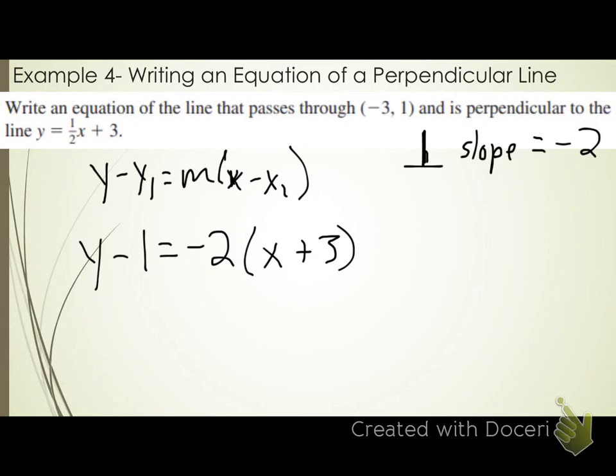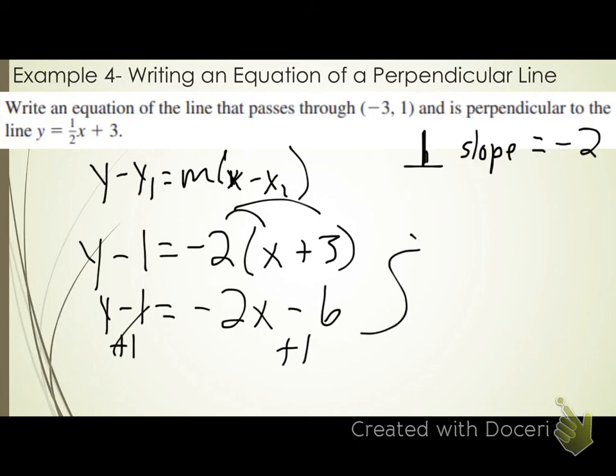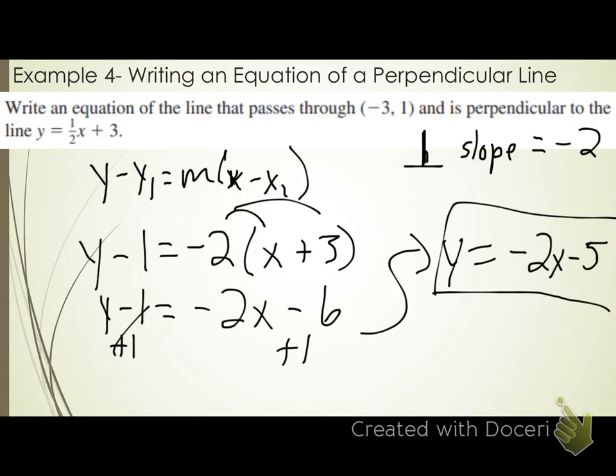Let's get into slope intercept. So what's my first step? Distribute. Negative 2 times x, and negative 2 times 3, negative 6. And my last step to get y by itself: add 1 to both sides. So I get y equals negative 2x minus 5. So here is my line that passes through the point negative 3, 1, and it is perpendicular to the line y equals 1/2 x plus 3.